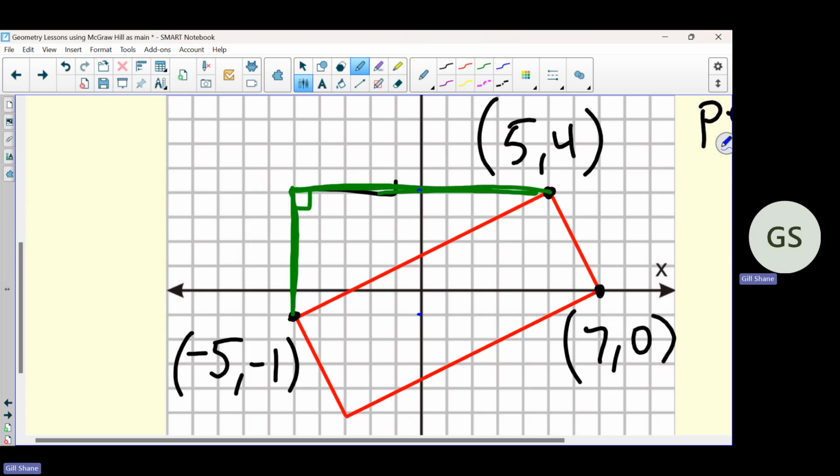The perimeter would be 31. Is that right? Check my work. Those are right. 11.1 times 2 is 22.2. Yes, correct. So now you have all four sides. It's 31.